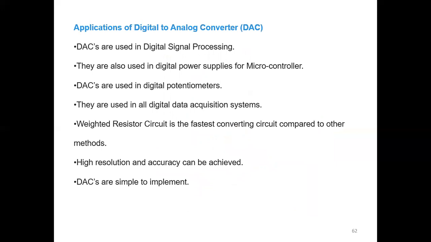Now, applications of digital to analog converters. DACs are used in digital signal processing. They are also used in digital power supplies for microcontrollers, in digital potentiometers, and in digital data acquisition systems. The weighted resistor circuit is the fastest converting circuit compared to other methods. High resolution and accuracy can be achieved, and DACs are simple to implement.